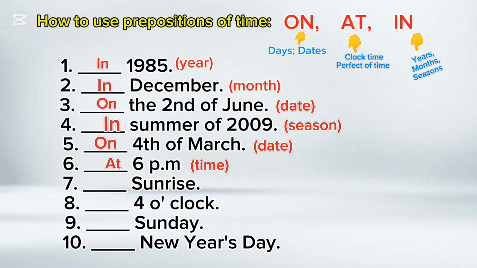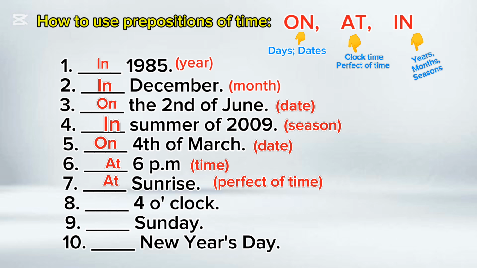Number 7, blank sunrise. This one refers to a precise point of time. Can you try to answer this? What is the correct preposition? Good. At sunrise. Number 8, blank 4 o'clock.